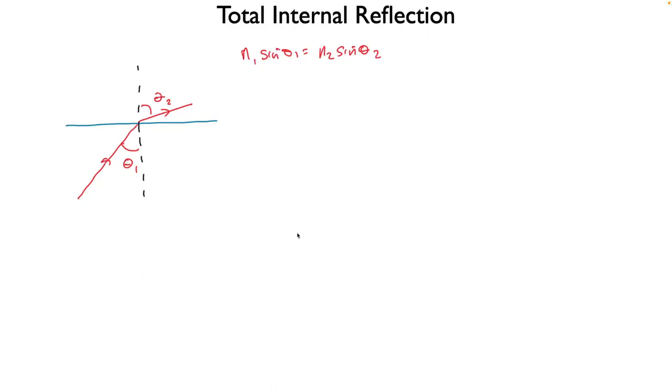there's going to be a point at which, if we make angle theta 1 big enough, theta 2 is going to reach what? Zero? Not zero. 90 degrees. Got to think from the normal, right? So total internal reflection happens when your second angle becomes 90 degrees. We can solve for what the incident angle is.